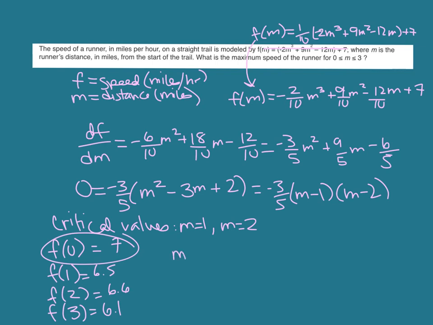So my maximum speed, you'll notice it's right at the beginning. Remember that for our maximum and minimum value, we're looking at the y values. In this case, it's going to be the value of f. So my maximum speed is going to be 7. Remember that speed here is measured in miles per hour.